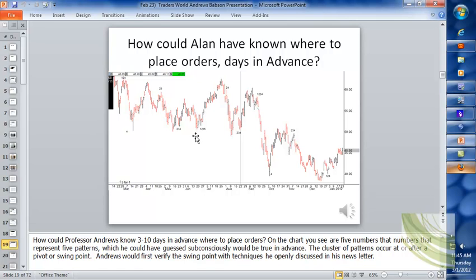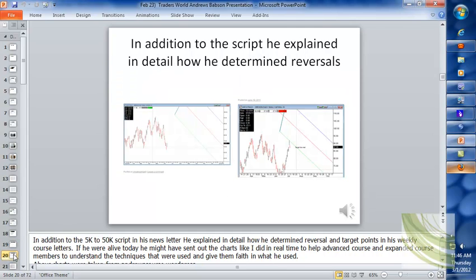Because on this bar here, let's say this is Thursday. Here's Friday. Here's Monday. Loads of time when you think about it. And that's how he was able to put in orders in advance. And not only was he able to do pullback orders in advance, but he also did the reversal orders in advance. Let's take a look at that in a moment.